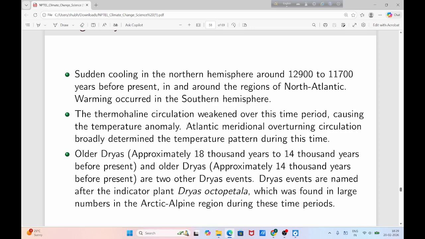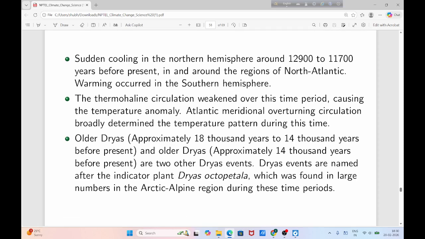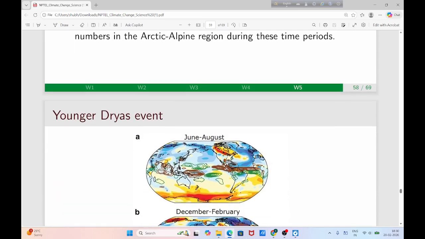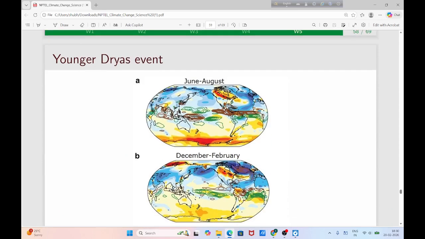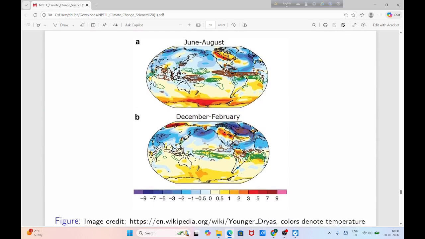So the Atlantic meridional overturning circulation is studied because it is the strongest or most prominent circulation which we can relate to the temperatures of this region, and that determines the temperature pattern during that particular time in this time scale. So that was the cause for the temperature anomaly in the time period. Here you can see what the temperature anomaly was.